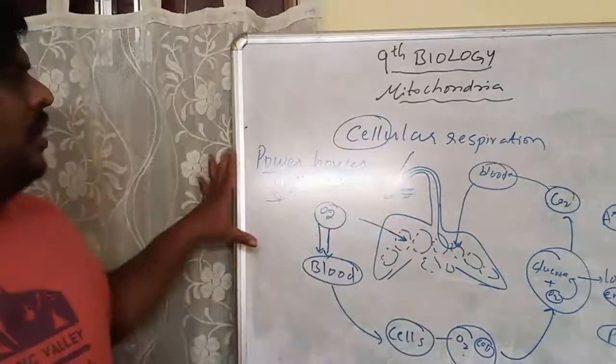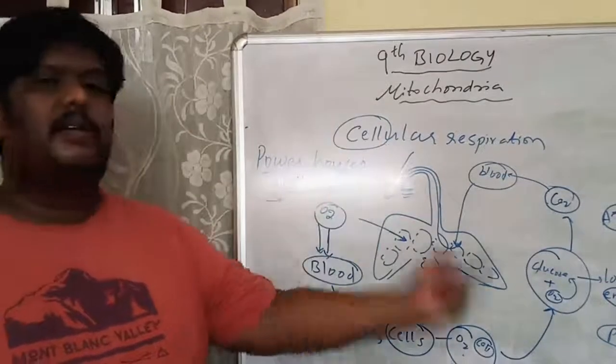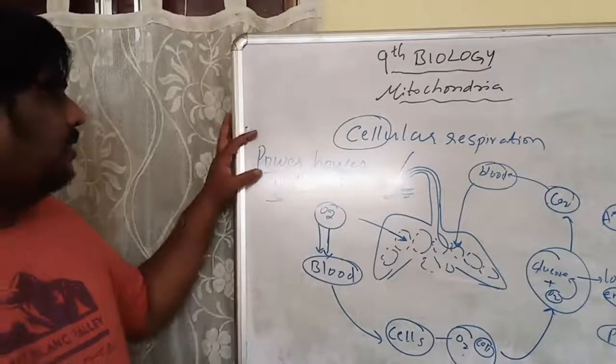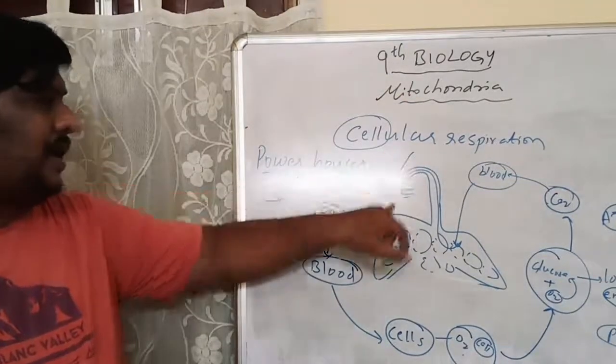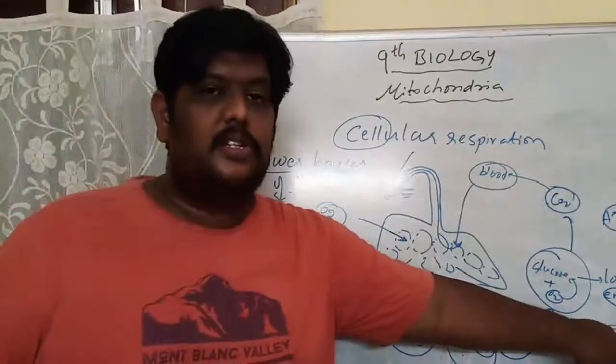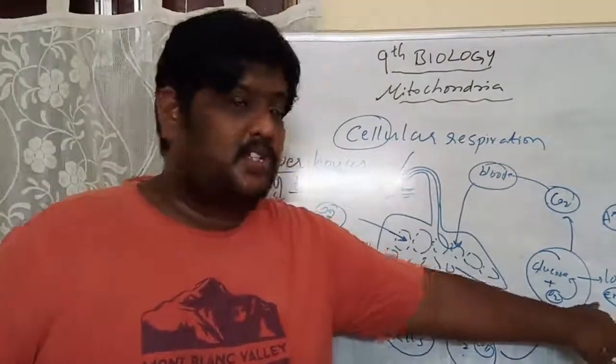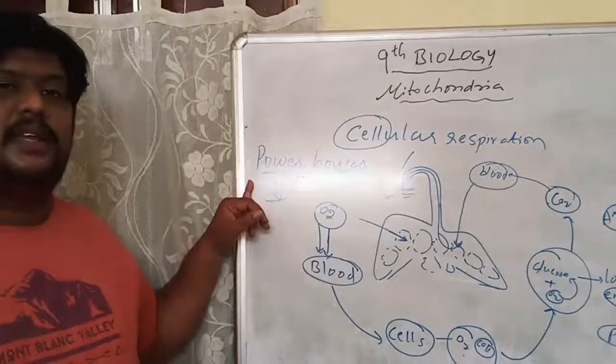So on the whole, this is called cellular respiration, and this is how mitochondria are helping in cellular respiration. At the same time, they are also producing the energy, and because they are producing energy, they are also called the powerhouses of the cell.